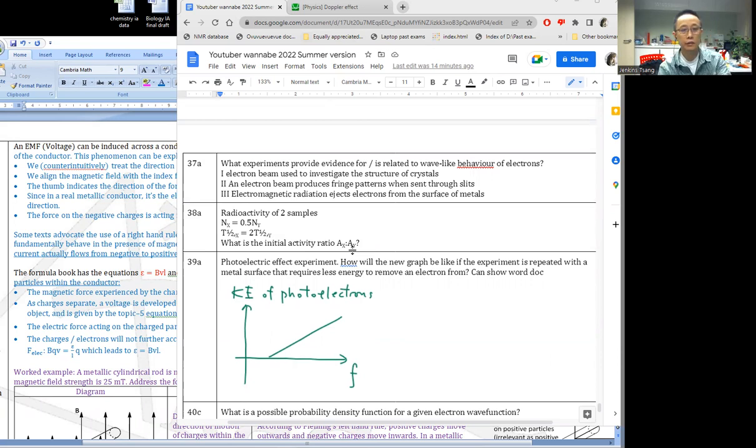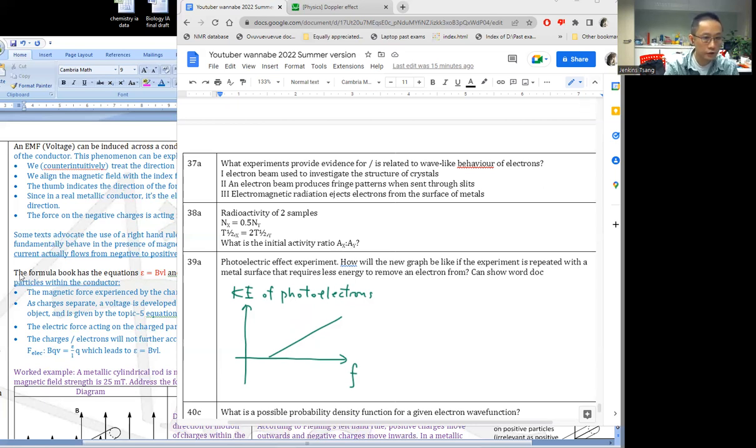Whereas the last one, electromagnetic radiation ejects electrons from the surface of metals, is actually an experiment that supports the fact that light has particle behavior, which is basically the opposite of electrons, which are well known to be particles at the time of discovery, have wave-like behavior. The answer for question 37, therefore, is just A.